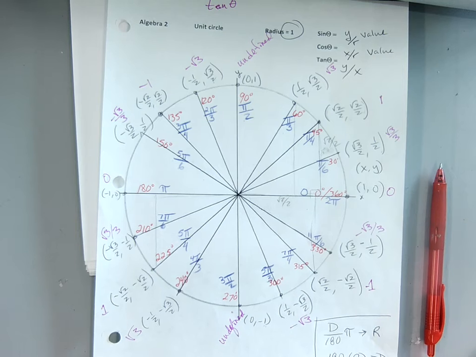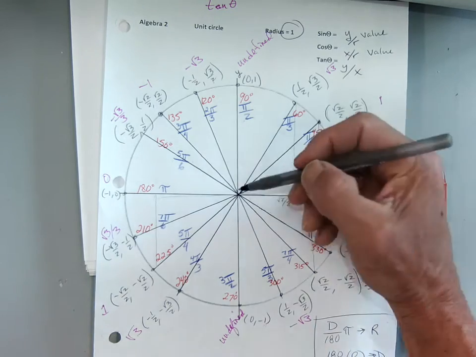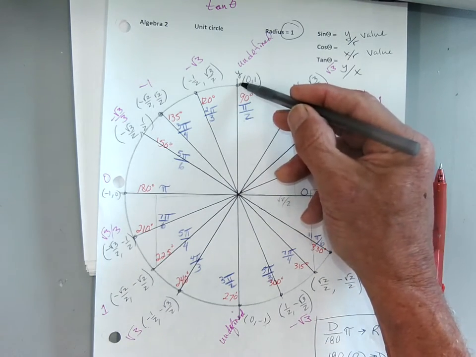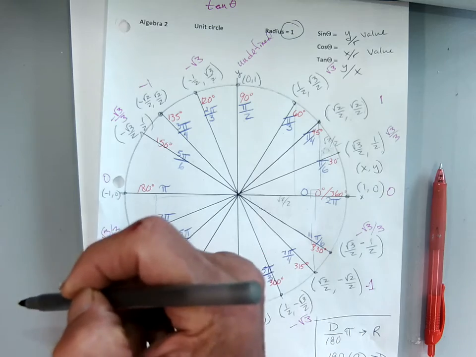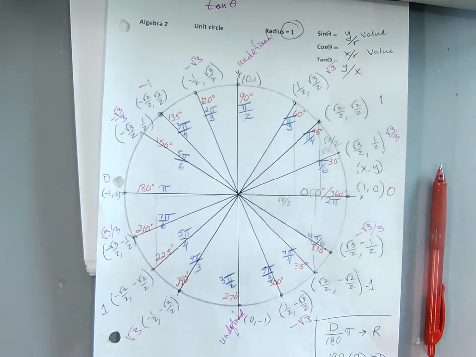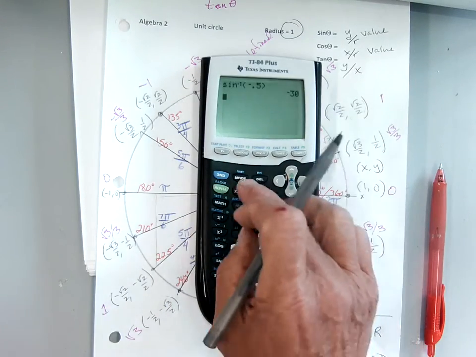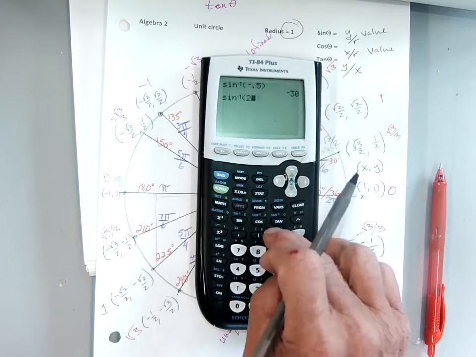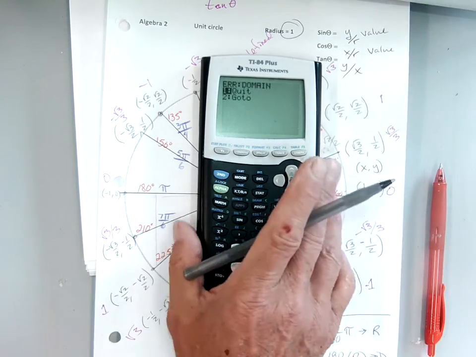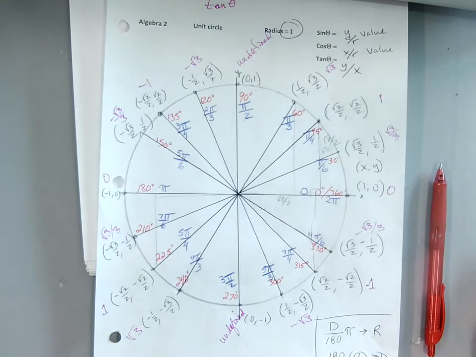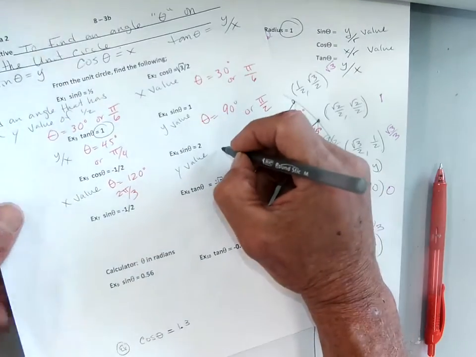It's a trick question. It's impossible. Why is it impossible? I can get to 1, but to get to 2, I'm off the circle. Does that make sense? In fact, even on my calculator, if I did the sine inverse of 2, I get an error, okay? So sine can't be bigger than 1, can it? The sine value. So it's undefined, impossible.